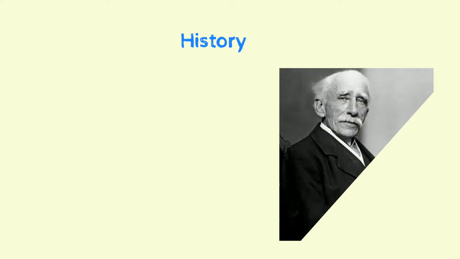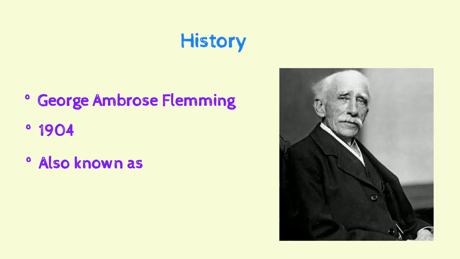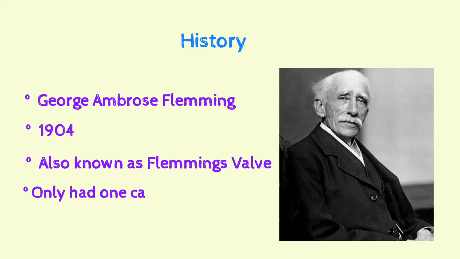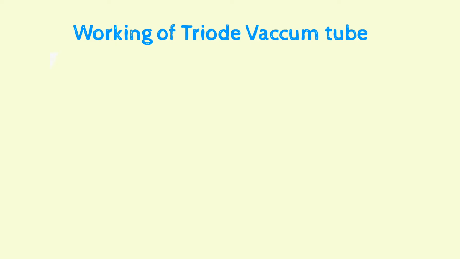Vacuum tubes were invented by George Ambrose Fleming in the year 1904. These were also known as Fleming's valve. They only had one cathode and an anode. So what do vacuum tubes or valves do? Well, they comprise of few different parts.